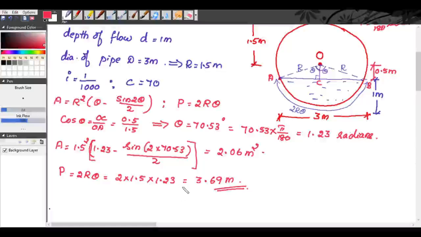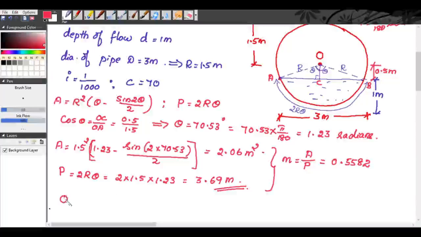Now, from this we will find the hydraulic mean depth M. So we know hydraulic mean depth M is equal to area by wetted perimeter. So 2.06 divided by 3.69, we get 0.5582.